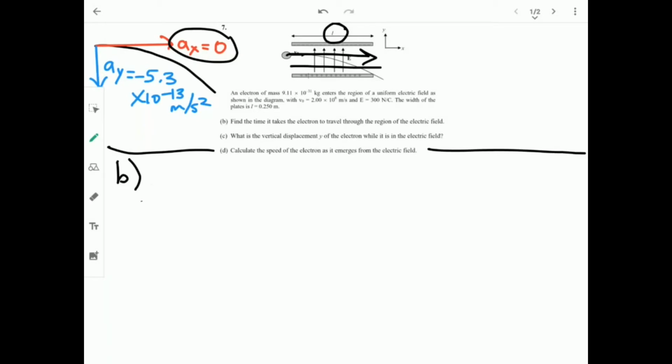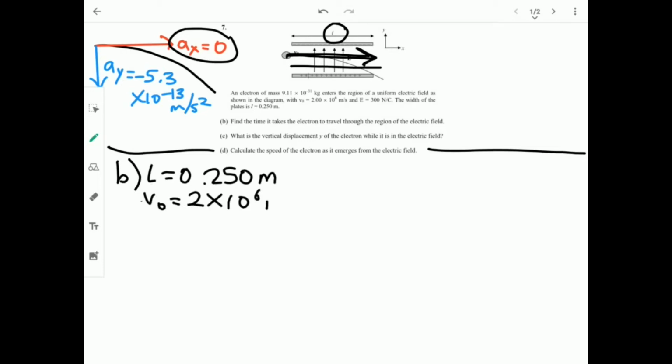Okay, let's start. Part B asks us to find the time it takes the electron to travel through the region of the electric field. So as you can figure out from this question, what they're trying to ask is, how long does it take the electron to cover this distance, the one I've drawn an arrow through? In essence, the length L. So L is given to us as 0.250 meters. And we have the initial velocity v0, which is 2 times 10 to the power of 6 meters per second.